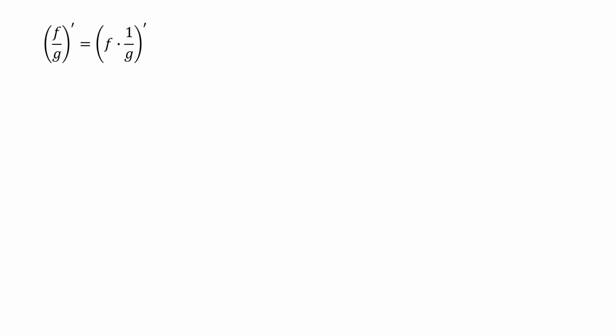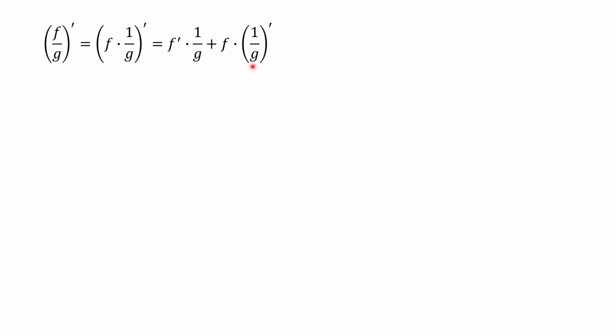First thing to notice is that you can always represent the ratio of one function divided by another as the product of the functions f and 1 over g. Now what we have here is the derivative of a product of two functions, which we talked about before. We know that the derivative of a product is the derivative of the first function times the second function plus the first function times the derivative of the second function. And the tricky part now is how to calculate 1 over g prime.